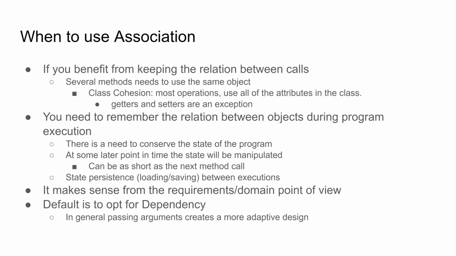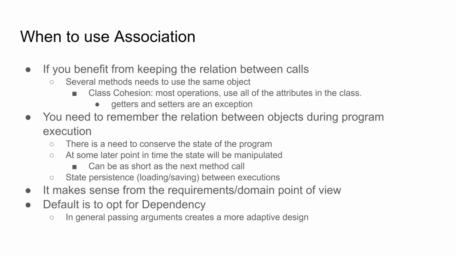There are a few reasons for using an association instead of using a dependency. Maybe you have some kind of benefit from keeping a relationship between calls. Maybe several methods need to use the same object, and maybe it's hard to create this object, and it takes a lot of code to just create the object. Then it would be beneficial to create it in one place and then use it as an attribute and not create it as a local variable, for example.